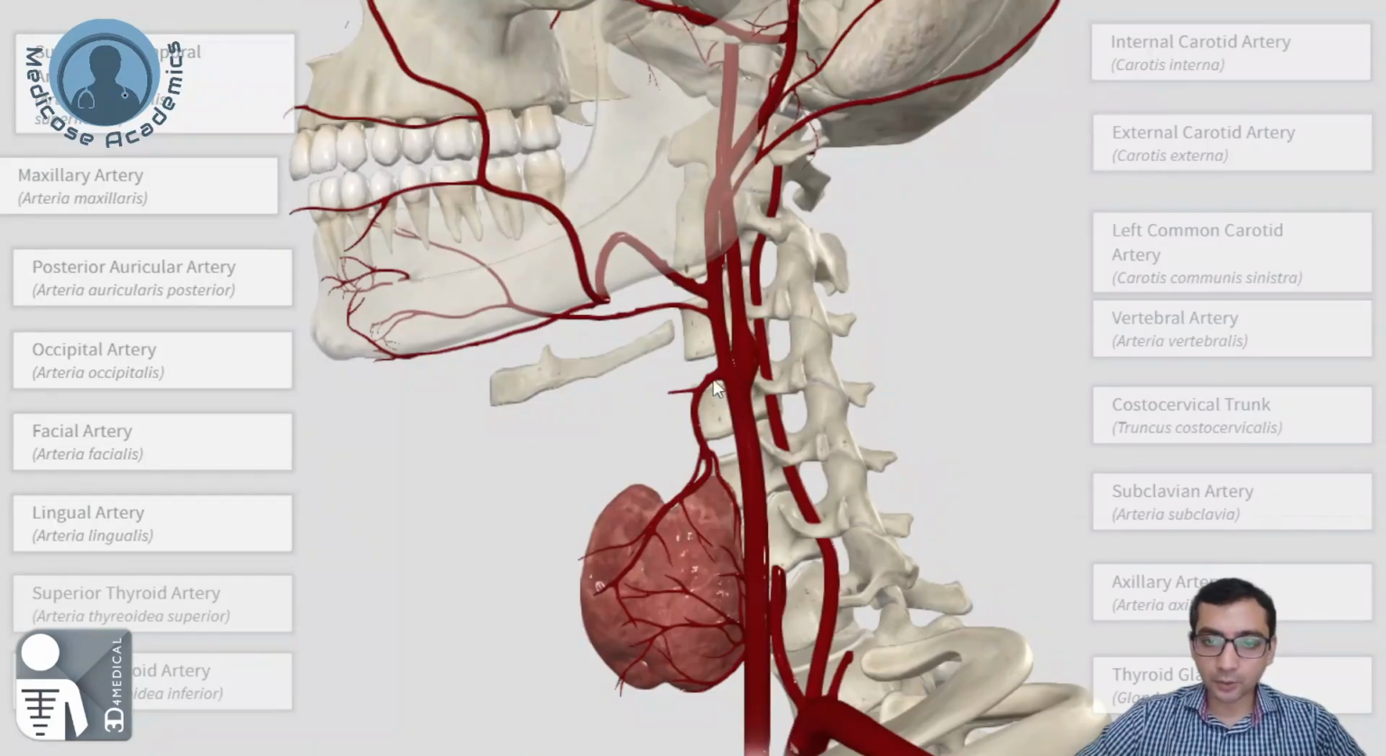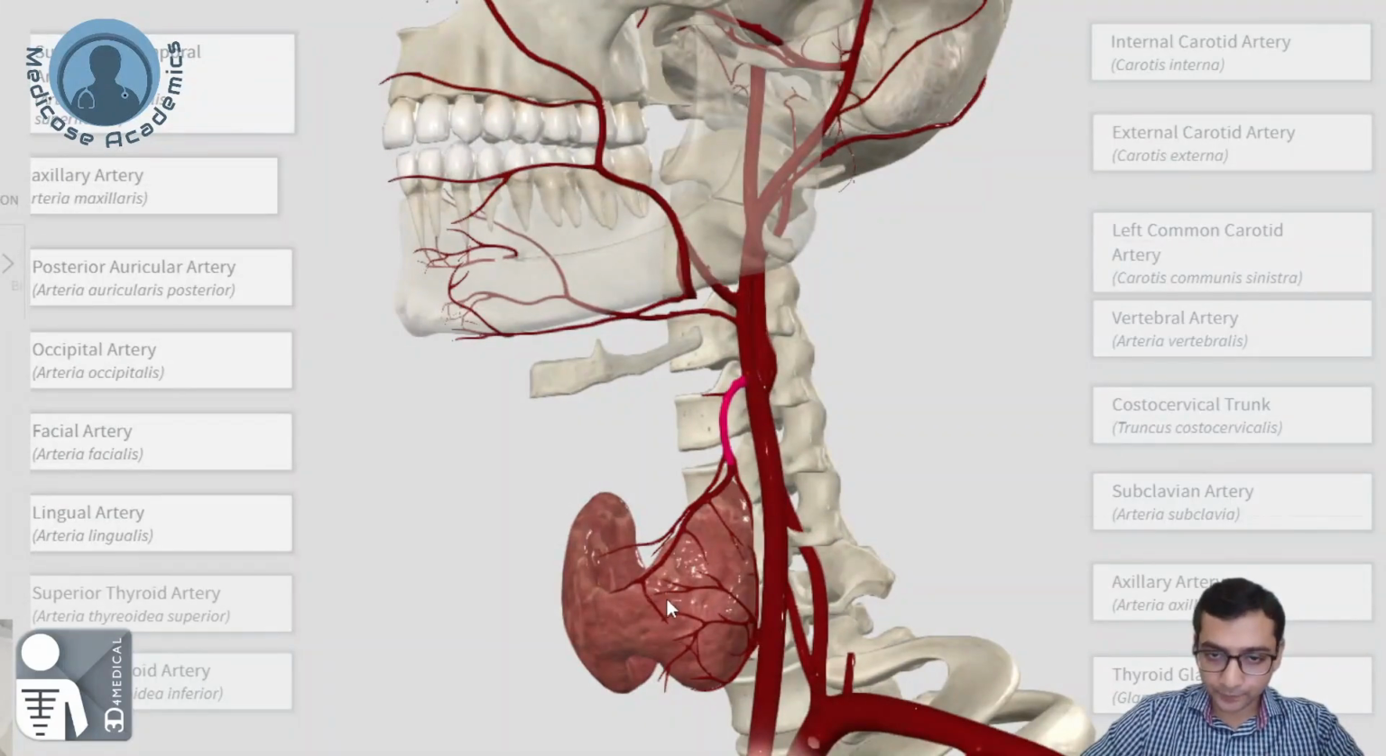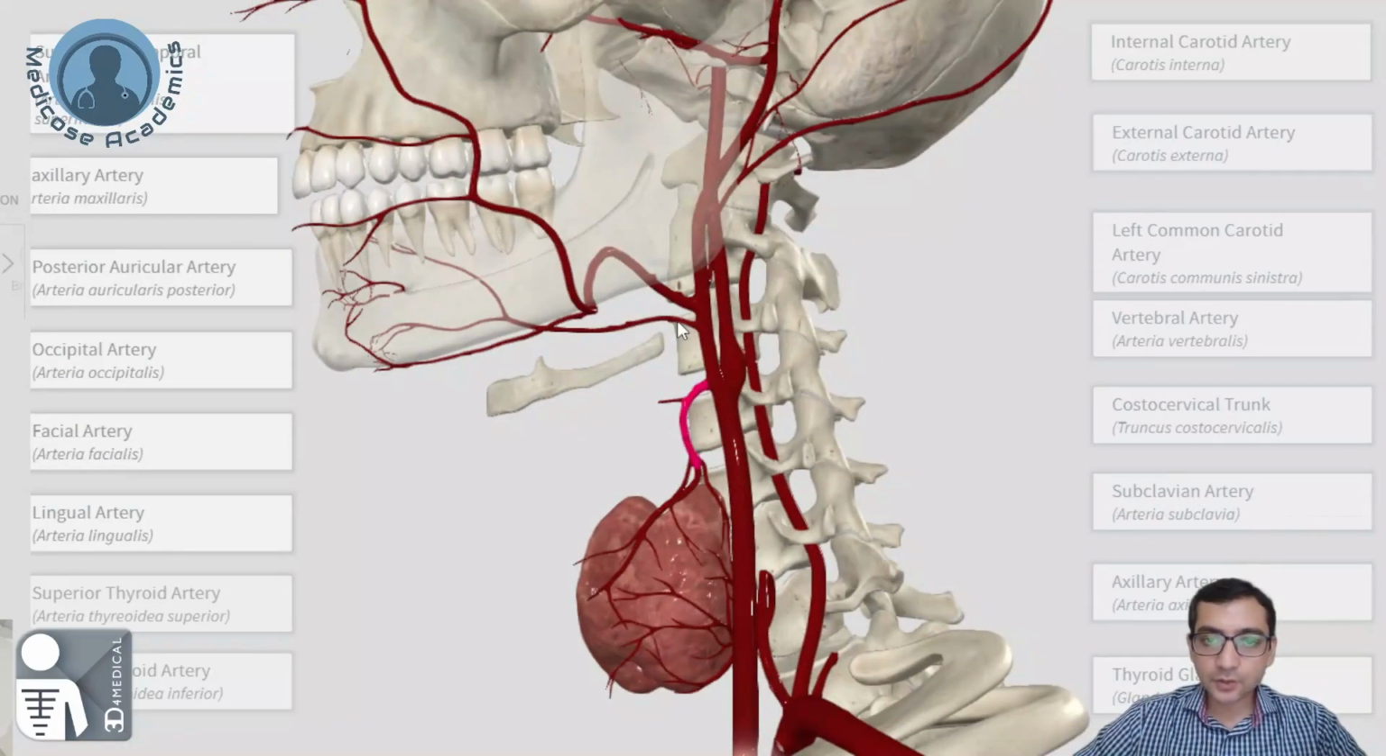So the one that is going down, this one, is ultimately going to the upper end of the thyroid gland below. So this is the superior thyroid artery. We'll get to their branches in a short while. The one that is going almost horizontally is the lingual artery. It will go and supply the tongue area.